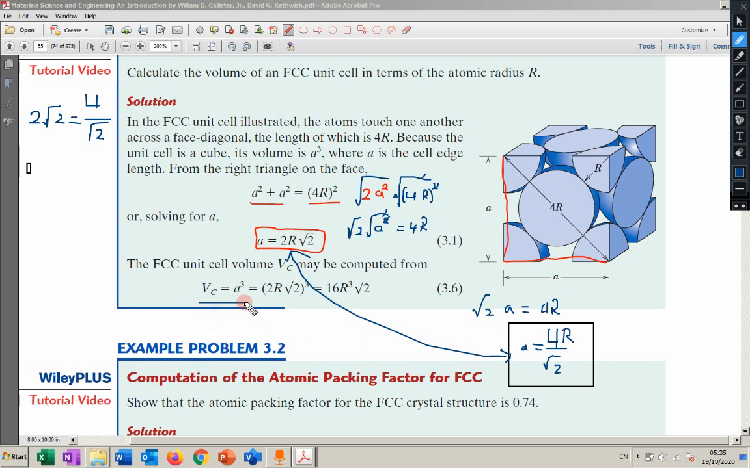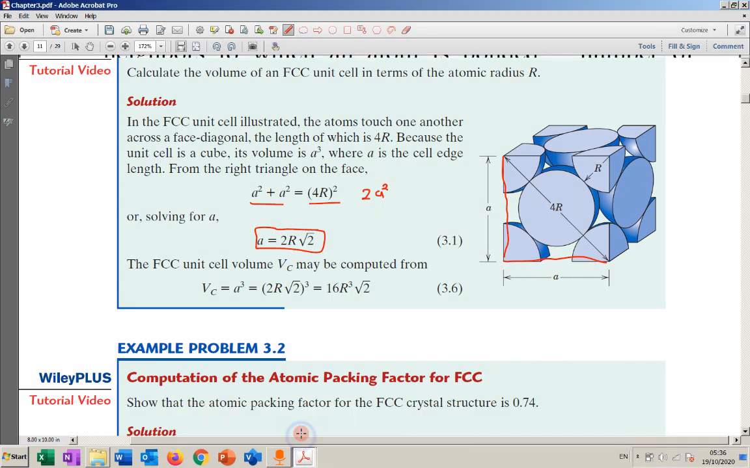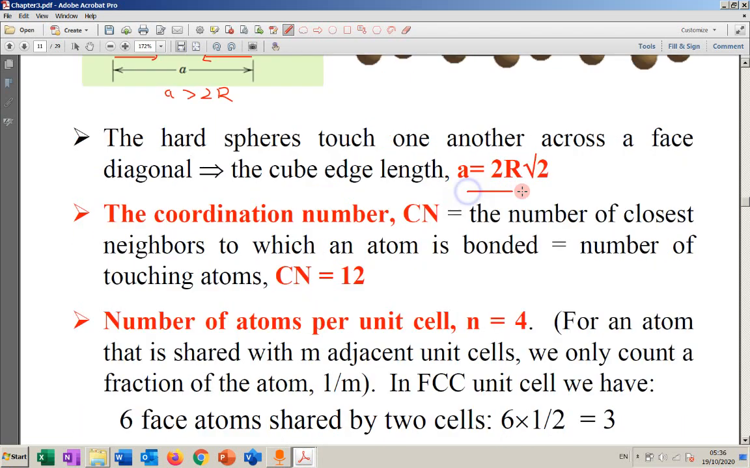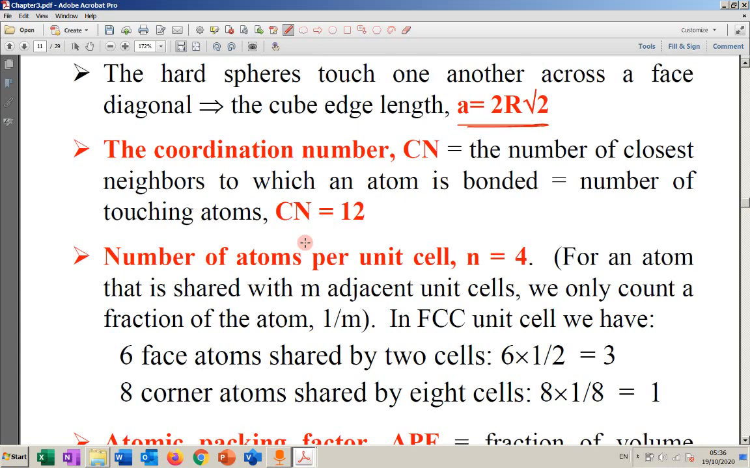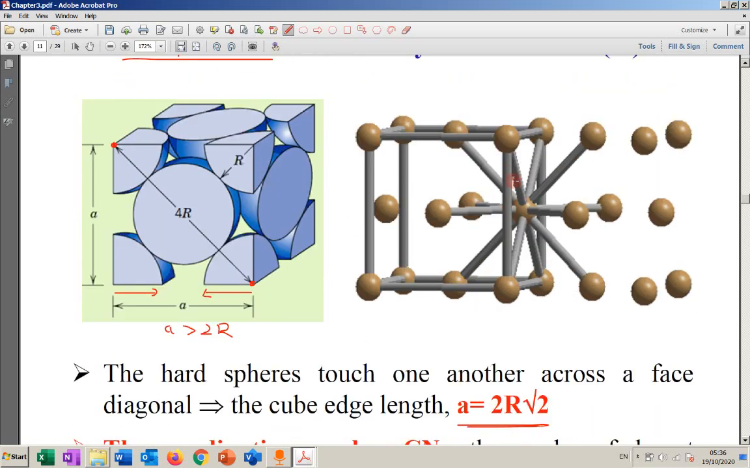We'll come back to the volume later, the volume of a cube. We know that it's a cube, so if you have a, you can find the volume of this cube. This is how we find the relation between the lattice parameter a and the radius of the atom in the face-centered cube. Now the coordination number here is 12. If you're taking one atom, its neighbors will be 12 atoms. The links that we have here, we call a coordination number.